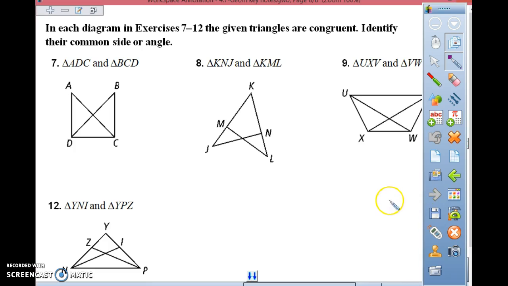Last slide. In each diagram, the given triangles are congruent. Identify their common side or angle. Pause the video, try these questions. When you're ready to see the answer, push play.